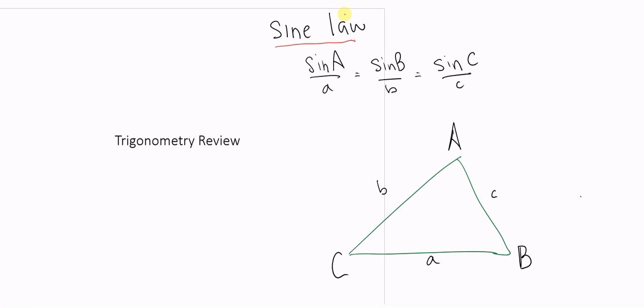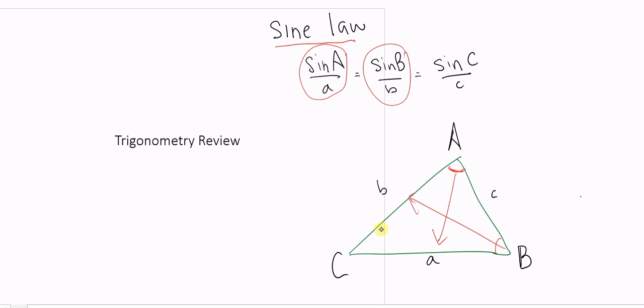So the sine law says that for any triangle, the ratios of each angle, so in this case angle A, to its opposite side is equal for all three angles. So the sine of angle A over its opposite side is equal to the sine of angle B over its opposite side, which is equal to the sine of angle C over its opposite side. So it might look a little confusing at first, but it's actually quite simple and it's quite useful. So let's just look at a quick example.